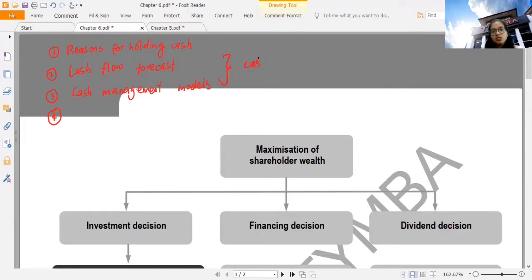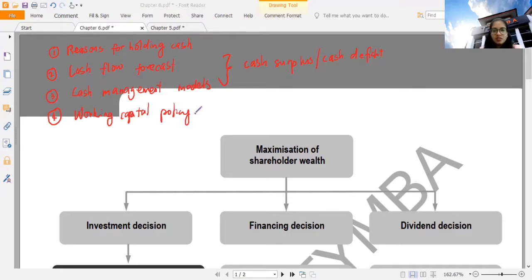So we also will touch on cash surplus and cash deficit, right? And then number four will be on working capital policy.